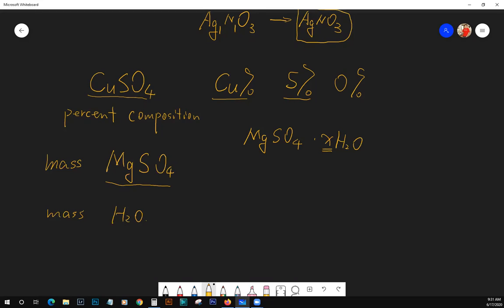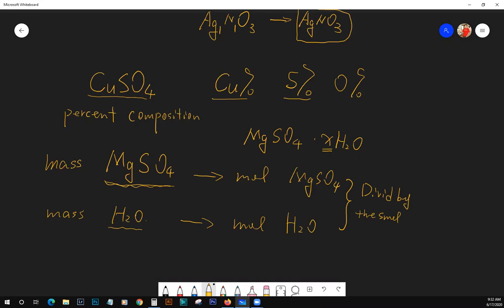That's the same thing as what we did to figure out the empirical formula. If you already have the mass of this and the mass of this, you're doing the same thing. You figure out the mole of the magnesium sulfate and also the mole of the water. Then you divide by the smallest mole number, and then you find the ratio between the magnesium sulfate and the water. So this one should be 1 versus X.